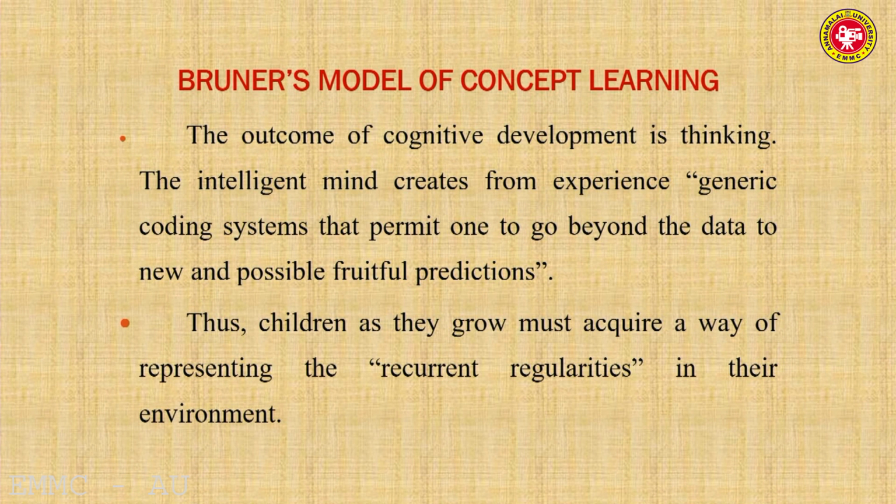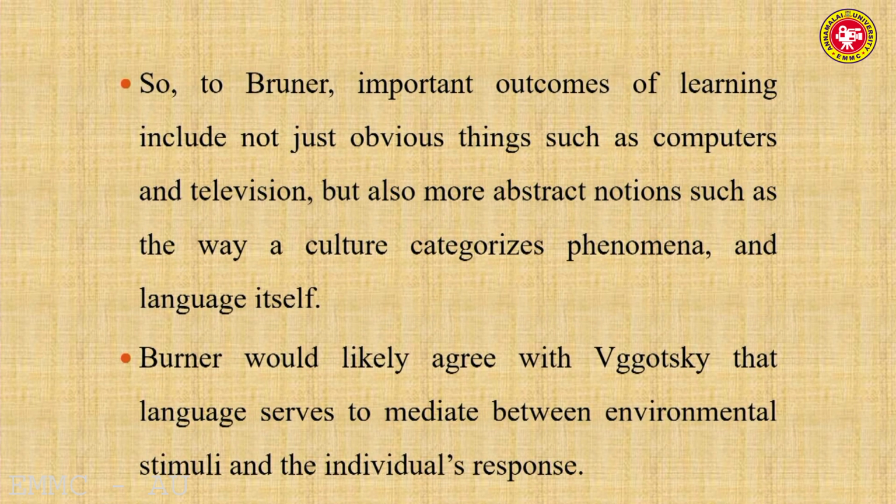This is the outcome of cognitive development. Cognitive development is thinking. The intelligent mind creates from experience a generic coding system that permits one to go beyond the data to new and possibly fruitful predictions. The children, as they grow, must acquire a way of representing the recurrent regularities in the environment. So, to Bruner, important outcomes of learning include how culture categorizes phenomena, and language itself.